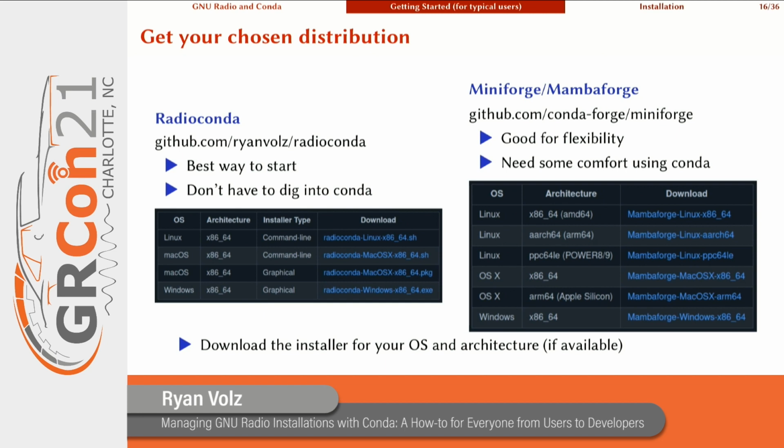But if you want a little more flexibility, I do recommend the miniforge or Mambaforge distributions. So what you'll do is you'll go to either one of these GitHub sites, and you'll download the installer for your operating system and architecture. If that combination is not available, then seek me out, and we can talk about trying to make it available.